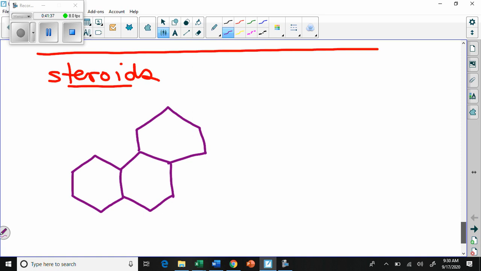Okay, so far so good. So 3 hexagon rings, and then a pentagon ring. Right there. Then, attached to the top of this, there's a chain of carbons. And each corner is a carbon atom.